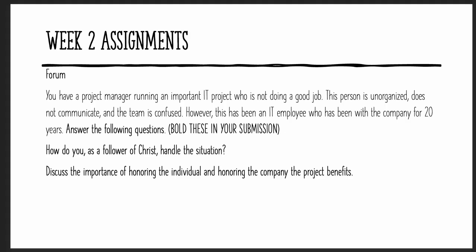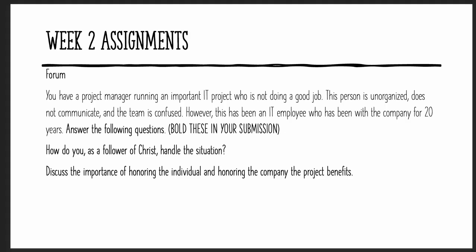Week 2 assignments. Okay, the forum. So they're giving you a little scenario here. You have a project manager running an important IT project who is not doing a good job. They're not performing. This person is unorganized, does not communicate, and the team is confused. Now, if there's any set of attributes you want a project manager to have, it is to be organized and to communicate, because that's the nature of the job. However, this has been an IT employee who has been with the company for 20 years.